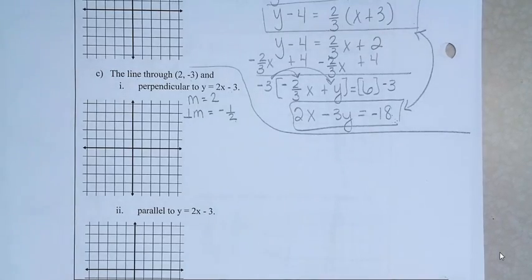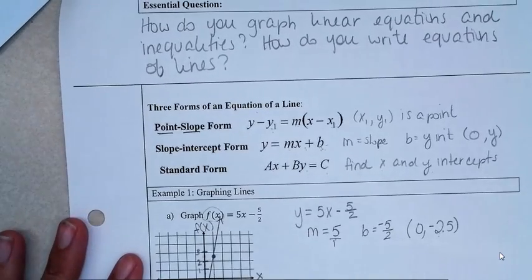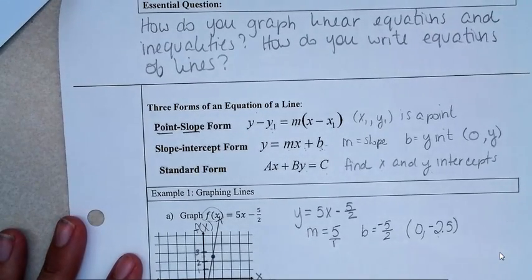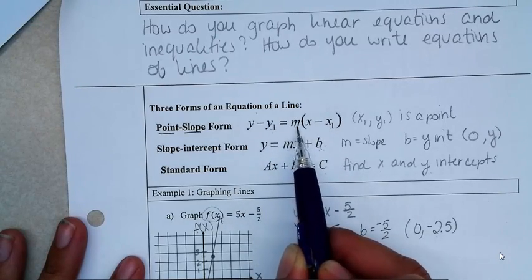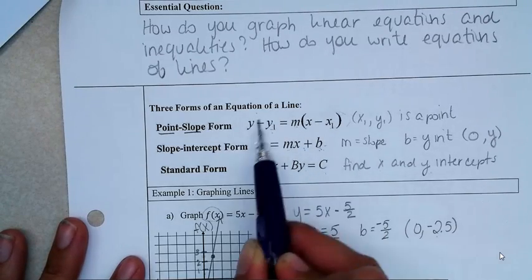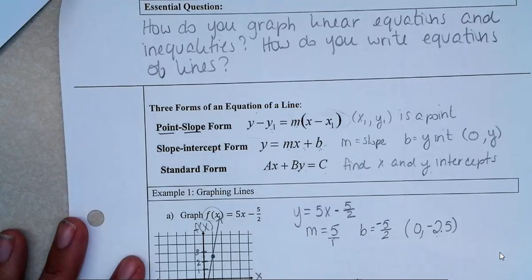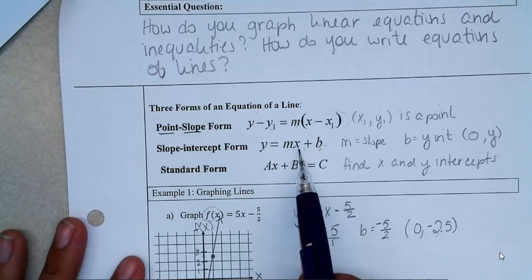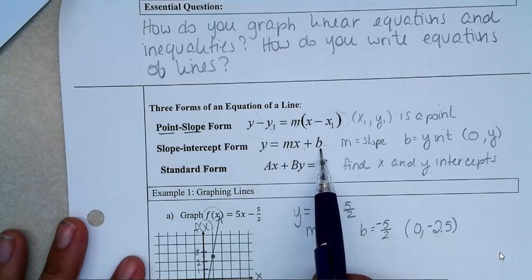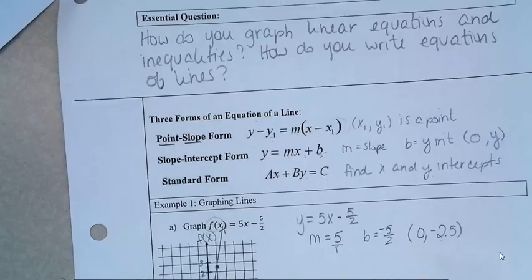So which form of equations do you think would be the best one to use, or the easiest at this point? And for me, again, I have a point and I have a slope. So using the point-slope form is going to be probably the easiest just to get an equation. Maybe you really like slope-intercept form. Okay, great, you can do that, but you're always going to have to figure out what your b is. And that's okay too.